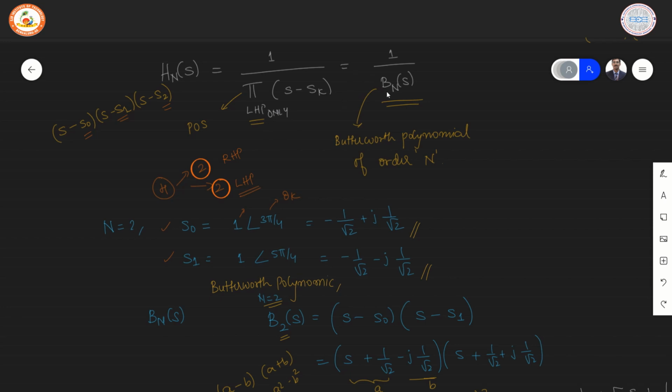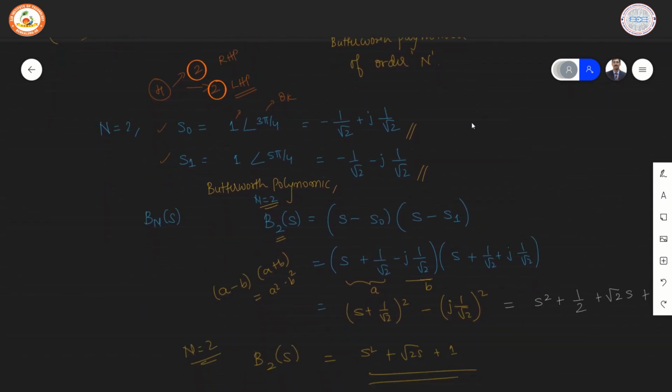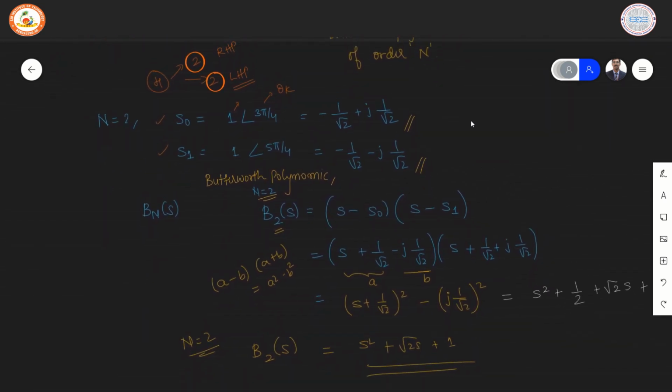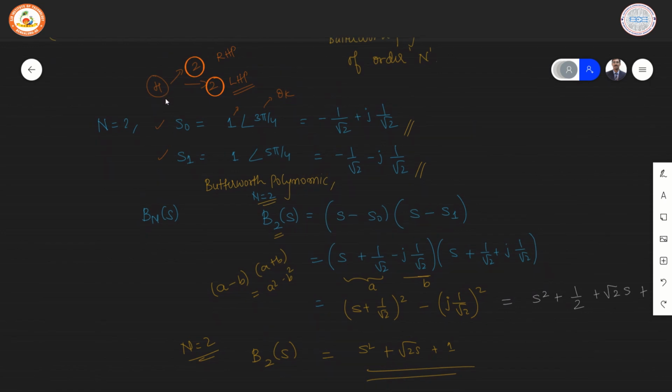The Butterworth polynomial can be expressed as Bn of s. Bn of s denotes the polynomial for order n. Now in the example here, we are taking n value to be equal to 2. This yields the total number of poles as 4, which is twice of n. 2 of the poles will lie on the right half of the complex plane and 2 of the poles will lie on the left half. Now let us determine the value of the poles.